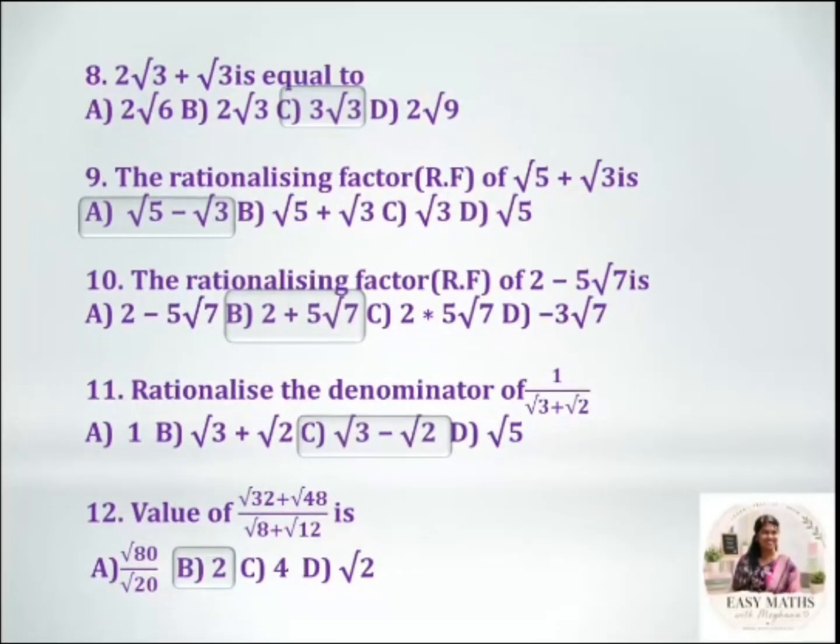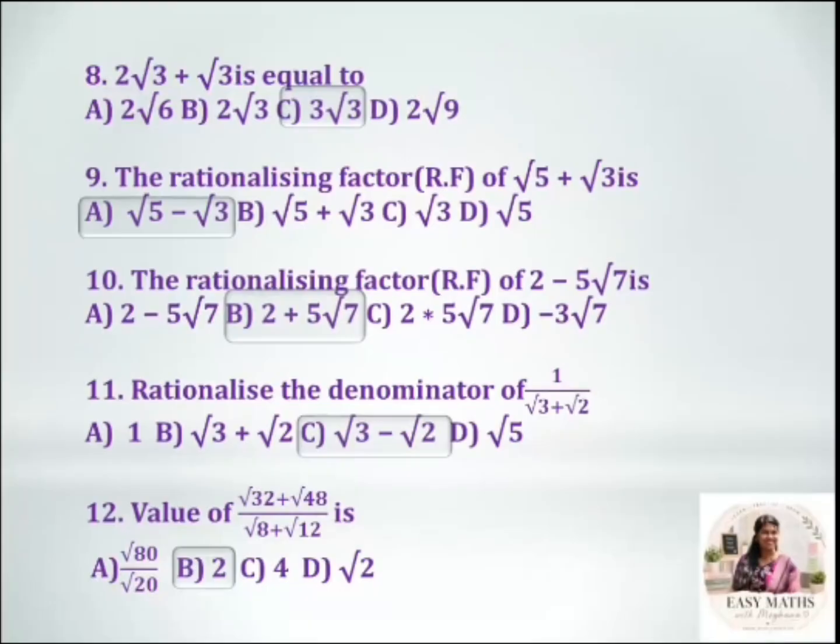Question number 8. 2 into root 3 plus root 3 is equal to. Here we have the like terms, that is 2 root 3 plus root 3. Since nothing is written behind root 3, we have to take it as 1. So 2 root 3 plus 1 root 3 is 3 root 3. So the correct answer is option C.